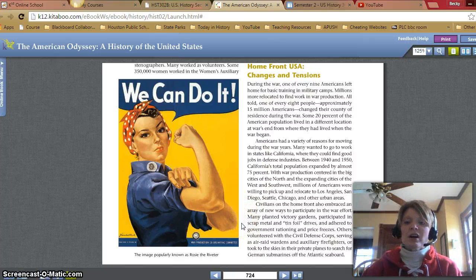Many planted victory gardens, participated in scrap metal and tinfoil drives, and adhered to government rationing and price freezes. Others volunteered with the Civilian Defense Corps, serving as air raid wardens and auxiliary firefighters, or took to the skies in their private planes to search for German submarines off the Atlantic seaboard.